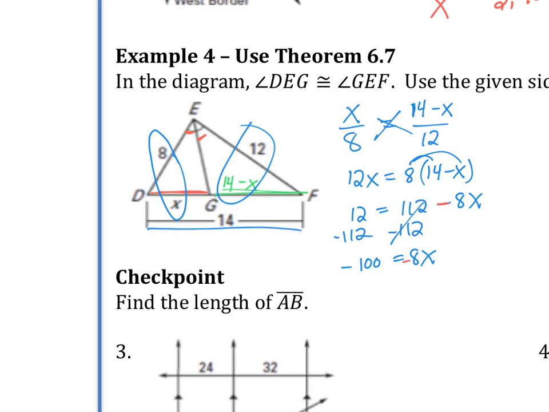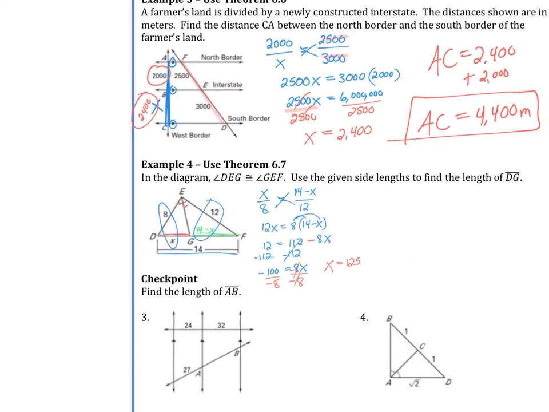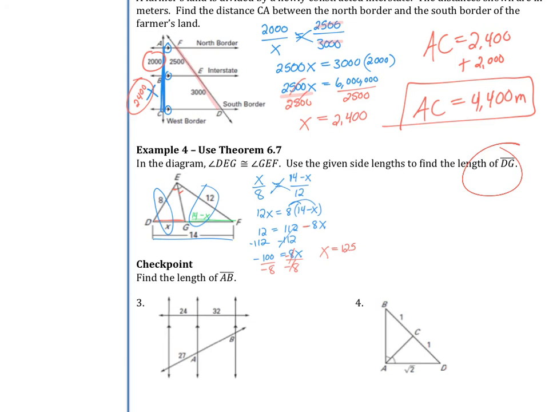So then we're going to divide by negative 8 to get x equals positive 12.5. So if x is 12.5, and here it said to find the length of DG, that means DG is equal to 12.5.